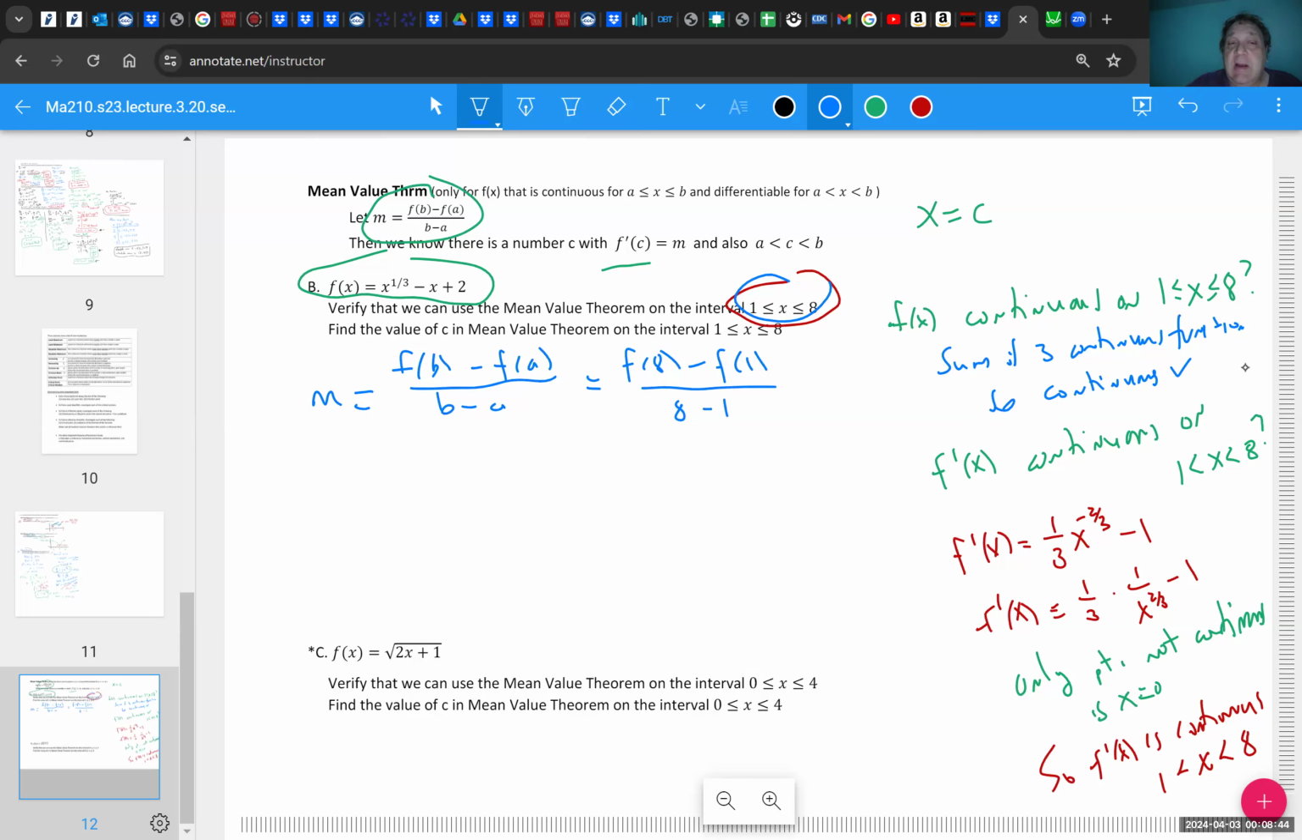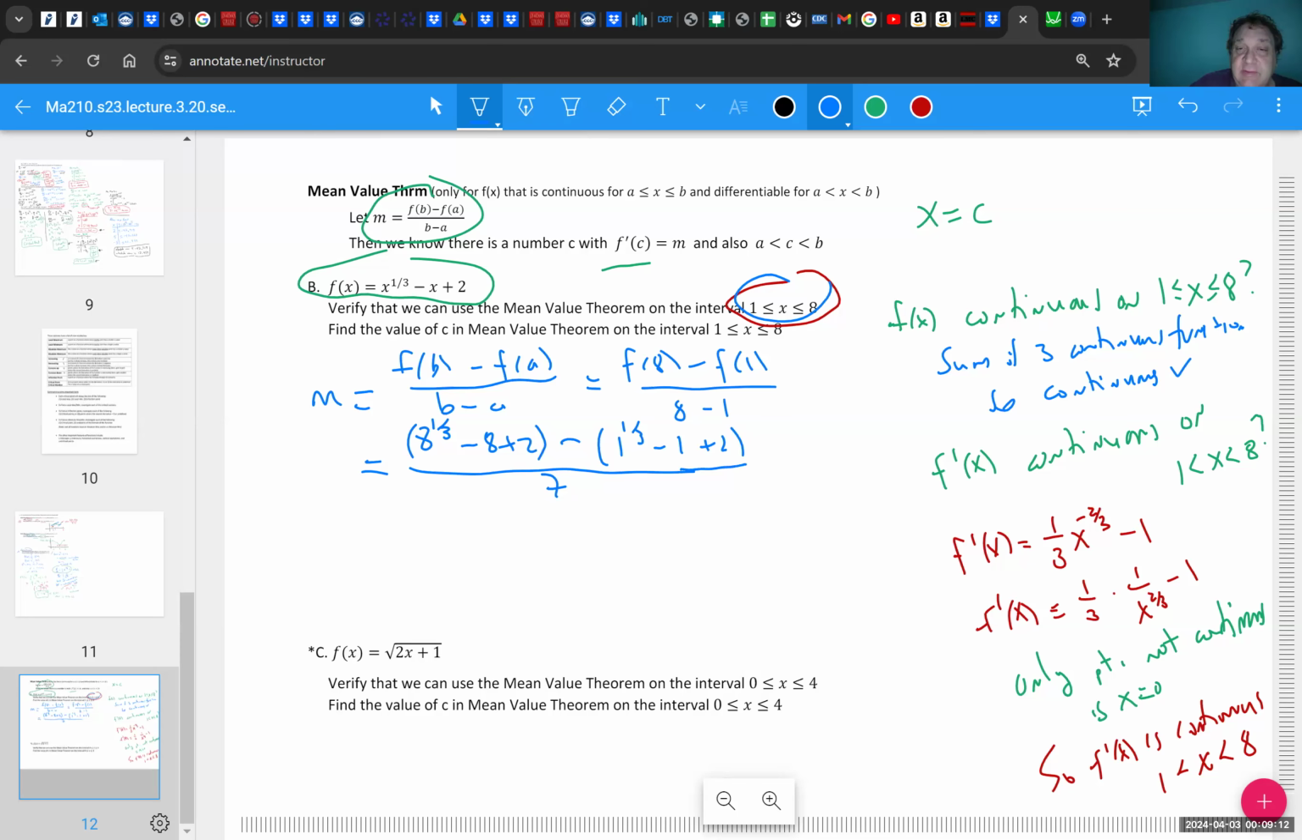All right, so I'm going to compute f of 8. F of 8 is when I plug in 8 to this thing: 8 to the 1/3 minus 8 plus 2. That's the y2. And then I subtract off y1, which is when I plug in 1: 1 to the 1/3 minus 1 plus 2. And then 8 minus 1 is 7, so I can do the bottom.